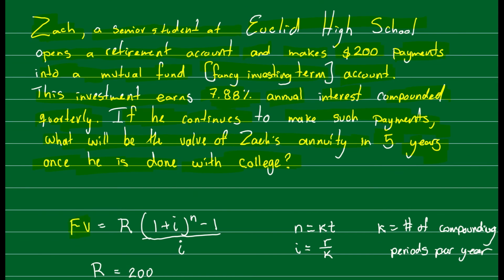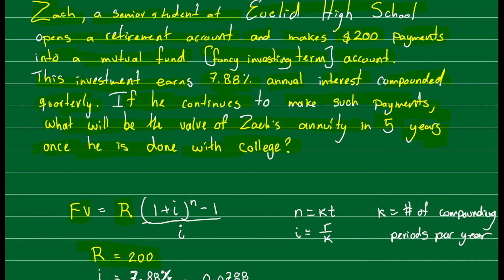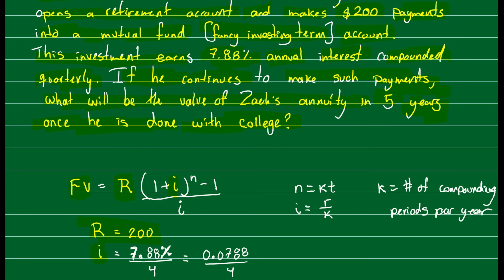All right, the future value of Zach's annuity is going to be R. Remember, this is how much he's putting in. Well, he's putting in $200 at the end of each quarter. I is the interest rate. Well, the interest rate is 7.88%. But remember, I is equal to the annual rate divided by how many times per year. So if they say 7.88% compounded quarterly, we have to divide by 4, which gives us this value right here.